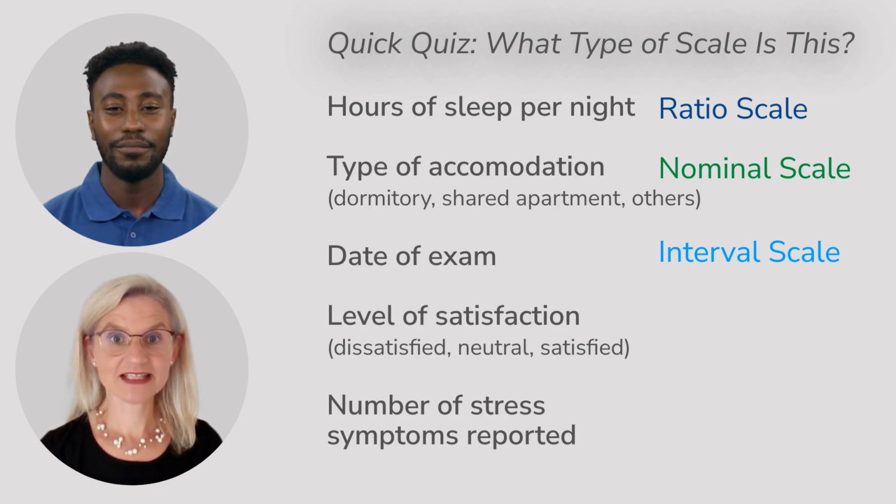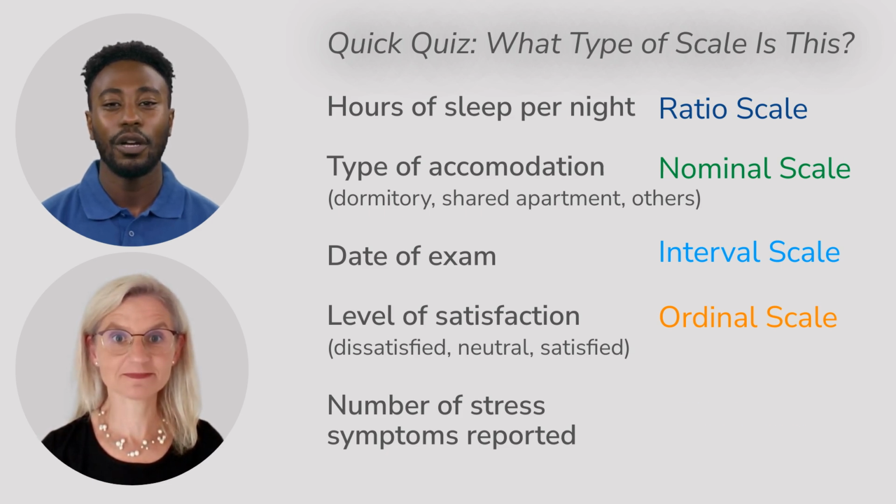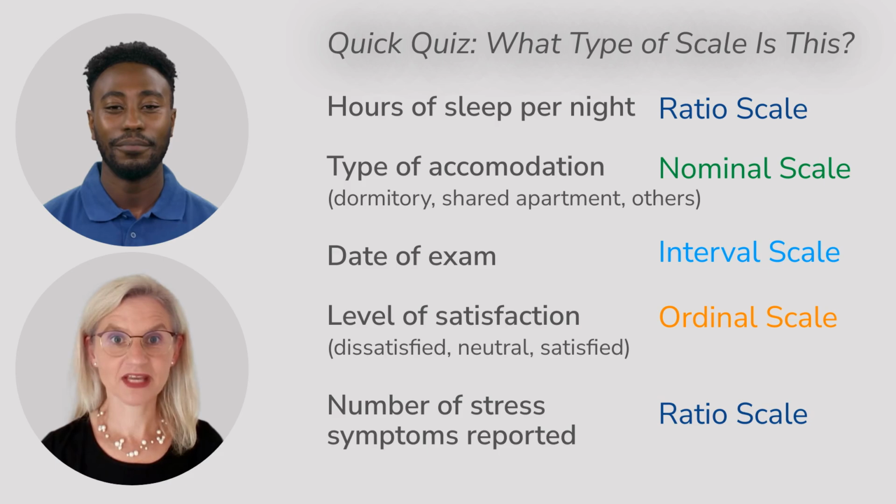Perfect. Next up, measure satisfaction on a 3-point scale: dissatisfied, neutral, satisfied. Ordinal, because the order matters but the gaps aren't equal. Exactly right. And finally, number of stress symptoms reported. Ratio scale. It's a count starting at 0. Brilliant! You nailed them all. Knowing these scales helps you choose the right stats to truly understand your data.